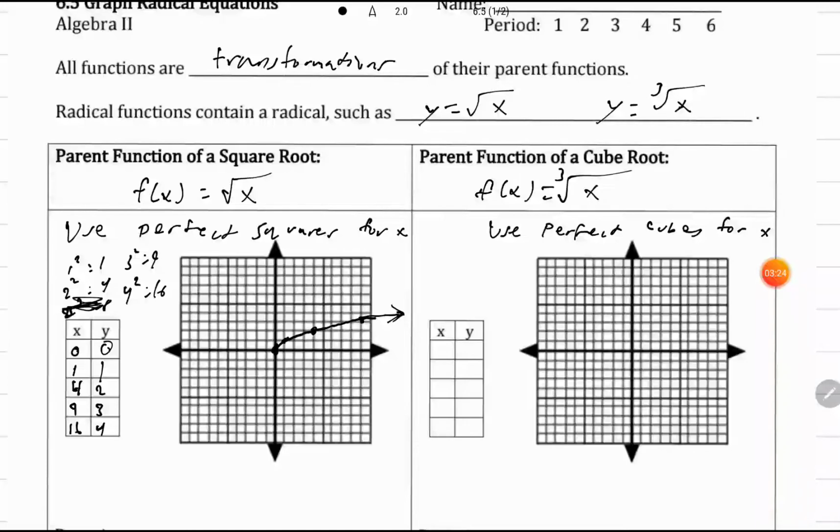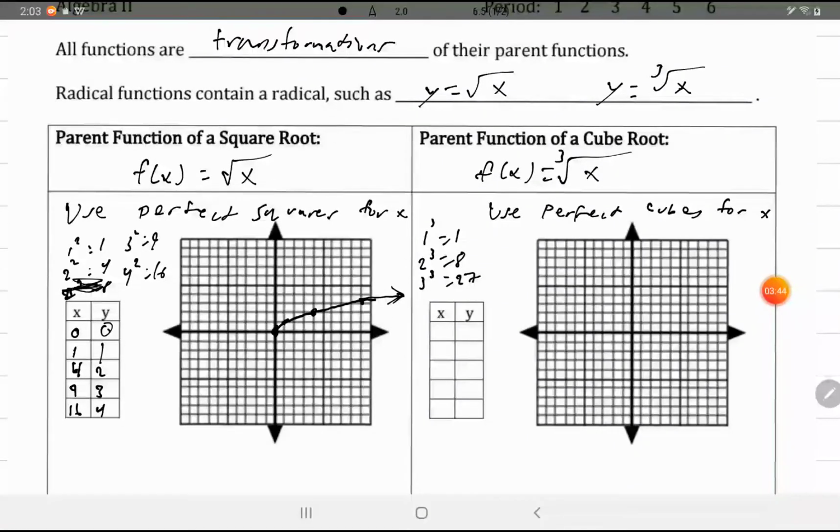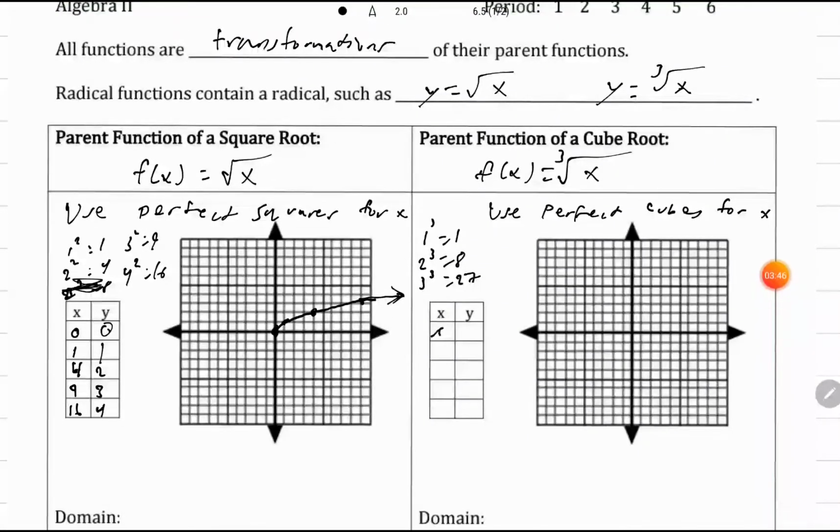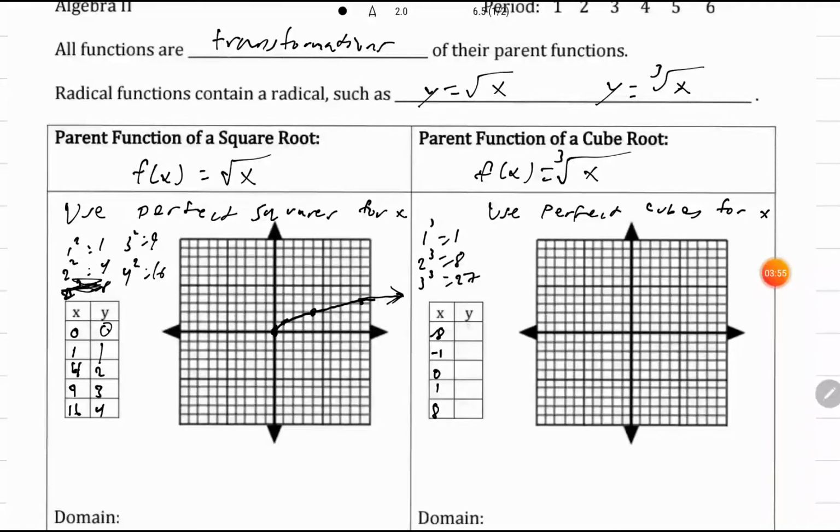Anyways, use perfect cubes for x cubed. So we have 1 cubed, which is 1. 2 cubed, which is 8. 3 cubed, which is, what? 27. But you know what? Since this can go negative, I'm just going to use negative 8, negative 1, 0, 1, and positive 8. Because those are perfect cubes, and they can go negative.